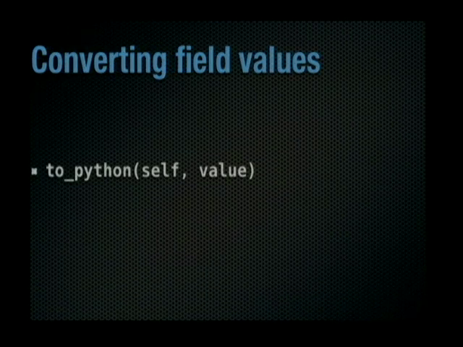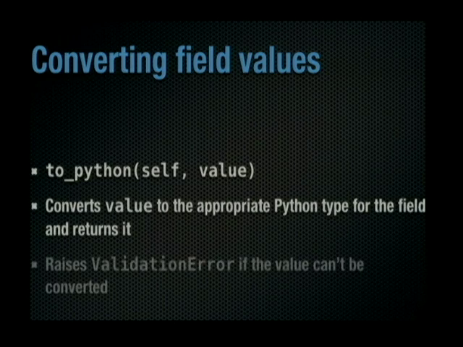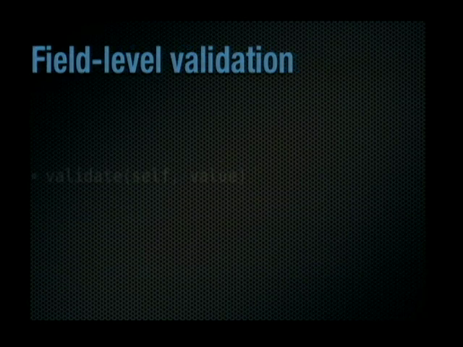Converting a field value is a method called toPython. Basically it just takes the value, converts it back to the appropriate Python type, and spits it back. If for some reason you can't convert that to the correct type, raise a validation error.